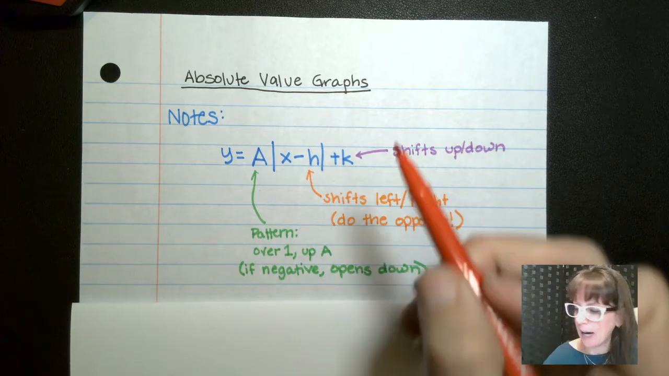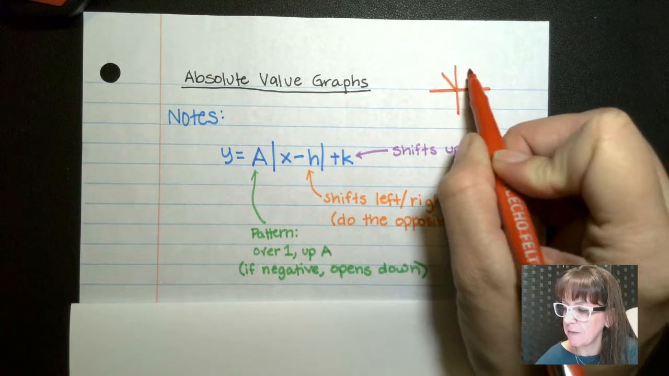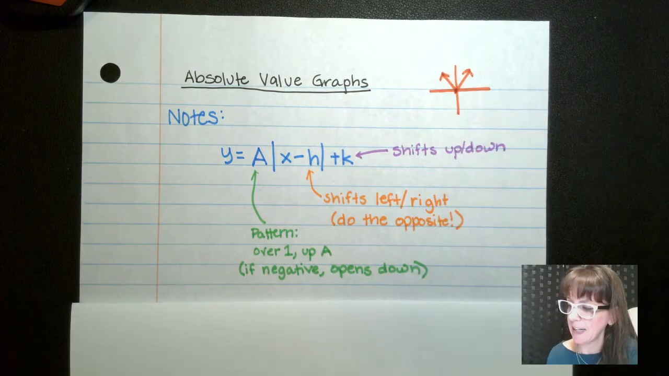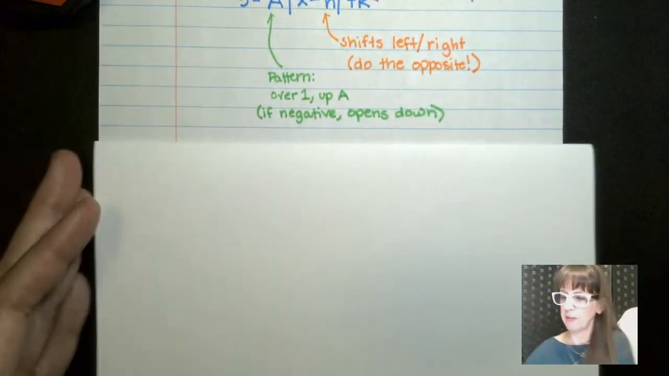Now, the parent graph of an absolute value function looks like this, just a V. Looks just like that guy. So here's how we can manipulate these graphs. Let's practice that with a little bit of information here.